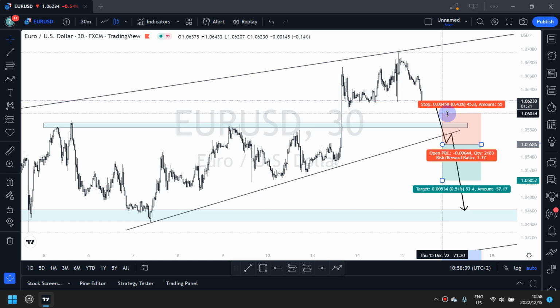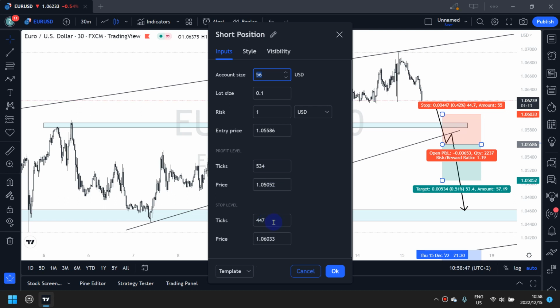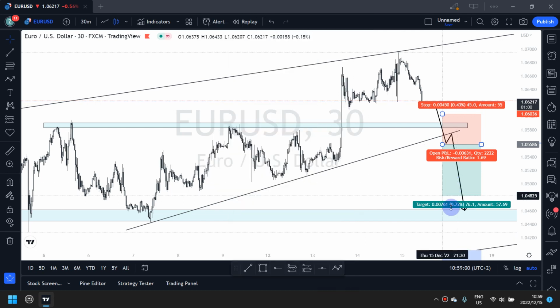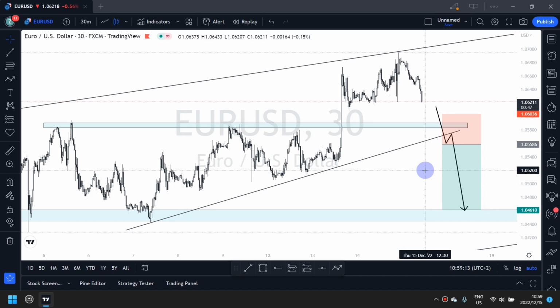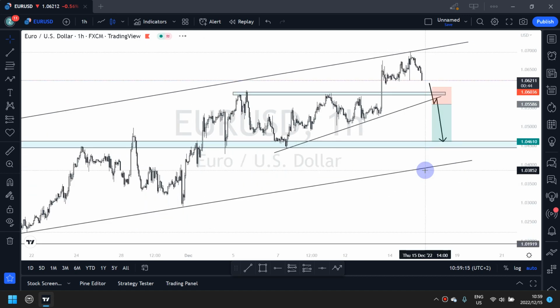So let's say, for example, our stop loss is basically at, let me say, 45. So here it's 45 pips stop loss and my take profit at my nearest zone. So as you can see here, the risk to reward ratio is a good 2.17. That is good. That is good. So that is how I would cater for selling opportunities on this pair.